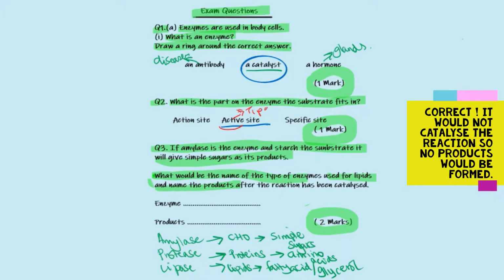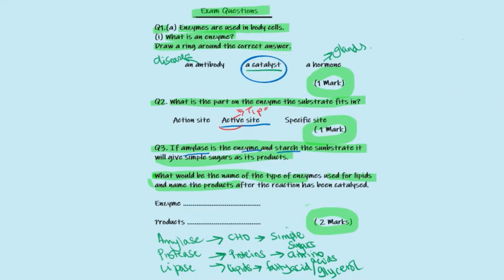So if we go back to the question, it's telling us amylase is an enzyme, and it breaks down starch, which is a carbohydrate, and it gives simple sugars as the products. We want to know the type of enzyme used for lipids and the products that it forms. So here we have lipases, here we have lipids, and here we have the products that it forms. So our answer is lipases or lipase, and the products are fatty acid and glycerol.